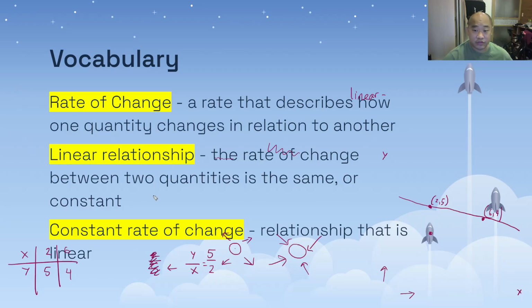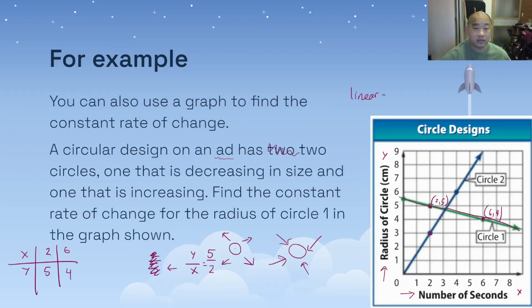The rate of change is the same or constant. So anytime that you have a straight line, you know you have a linear relationship, you know that you have a constant rate of change. So you only need 2 points to be able to find the rate of change. So here you can see we're going to add 4, and here we're going to subtract 1, right? And that makes sense because this circle is getting smaller and smaller. So it would be -1 over 4.